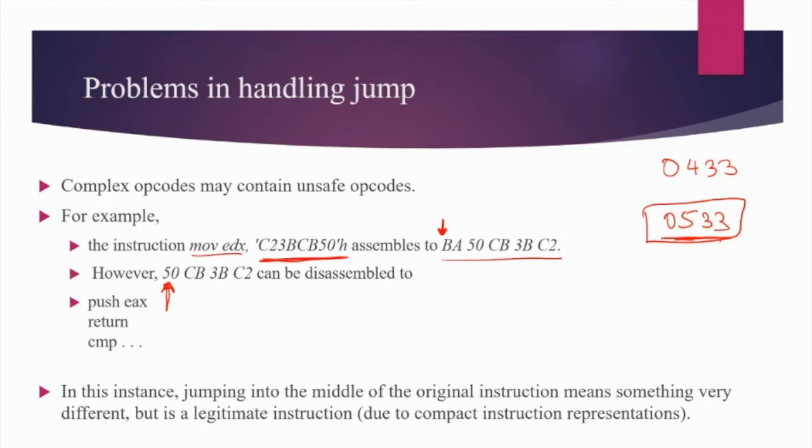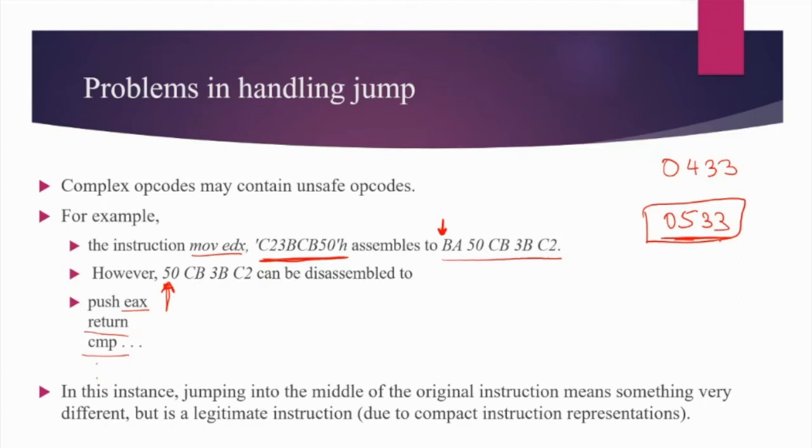So if you see 50CB3BC2, and if we disassemble it, it is saying push EAX, return and compare and things like that. So you end up executing something else. Instead of some benign operation, you are running some arbitrary operations. In this instance, jumping to the middle of the original instruction means something very different from the legitimate instruction, and this is due to the variable length instruction representation which we have.